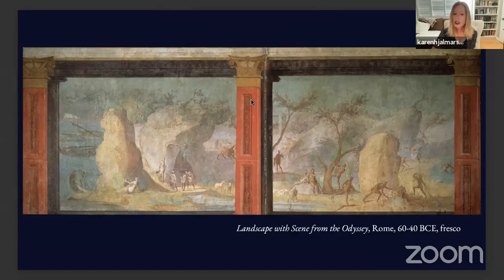Now we have these figures from the Odyssey, and remember Odysseus in Greek and Ulysses in the Roman vernacular. So this is, we'll call him Ulysses, and we'll see him in these landscape activities.